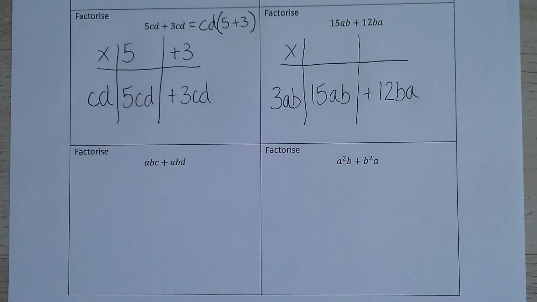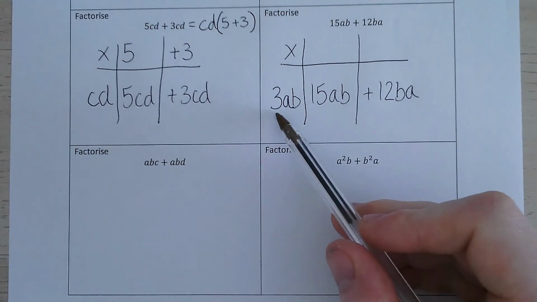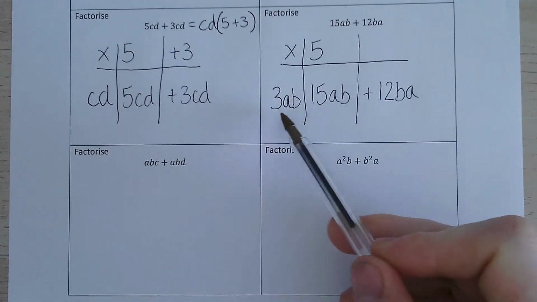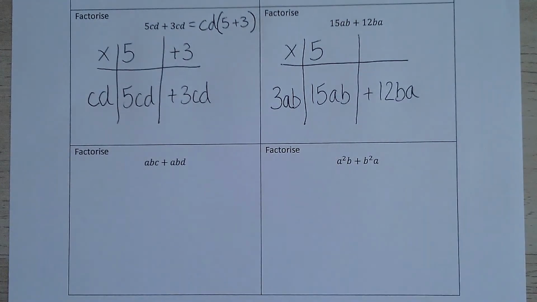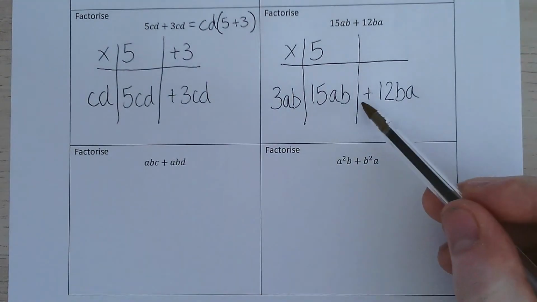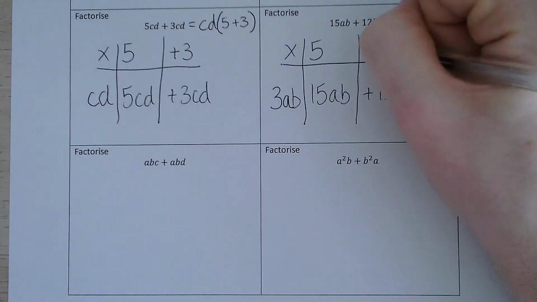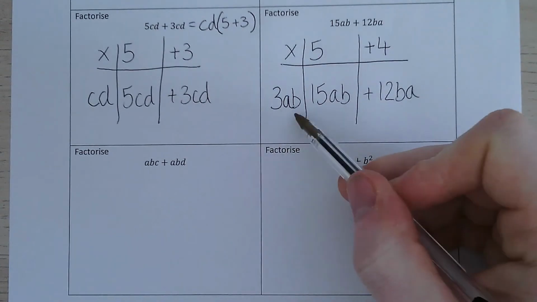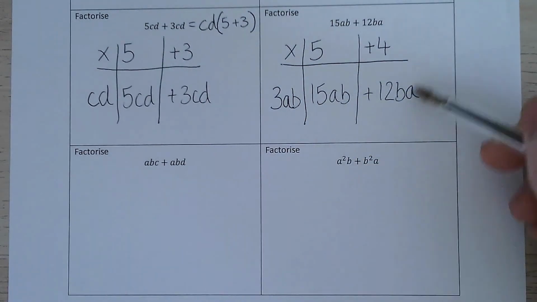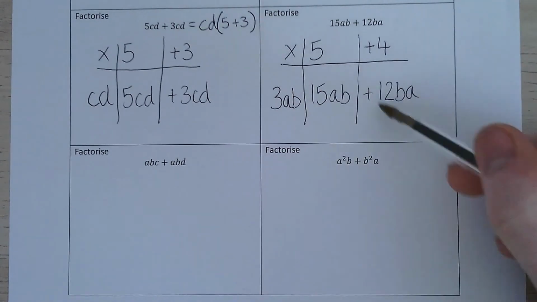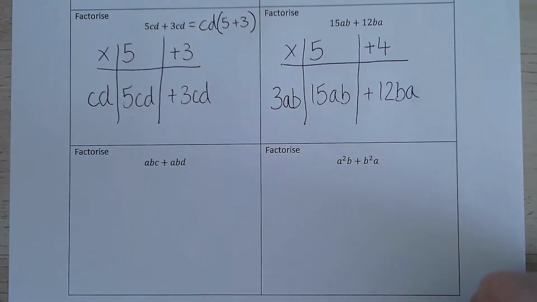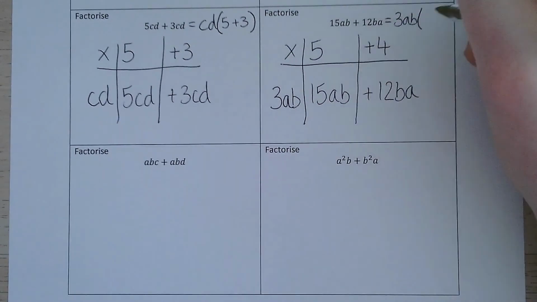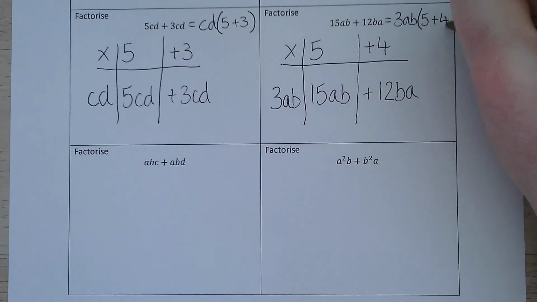Now onto the division. 15 divided by 3 gives me 5, and AB divided by AB will cancel completely, so we're left with 5. Positive 12 divided by 3 is positive 4, and BA divided by AB will cancel out. Again, the A's cancel and the B's cancel. It doesn't matter that this is written the other way round. So the final answer for this question, 3AB, and then in brackets 5 plus 4.